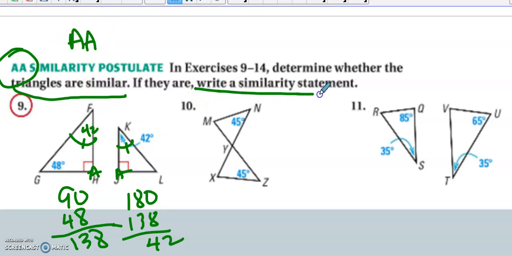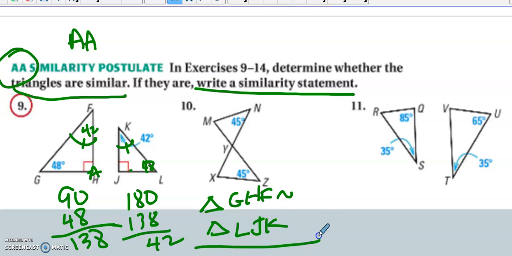Now they ask us to write a similarity statement. That means match the letters up. So I can see the 48 goes to the 48. This is going to have to be 48. So G goes to L. I can see the 90 goes to 90, so H goes to J. And finally, the F must go to the K. And there's our similarity statement.